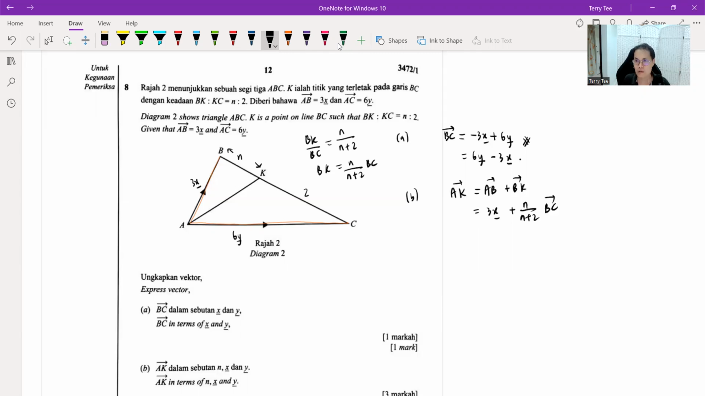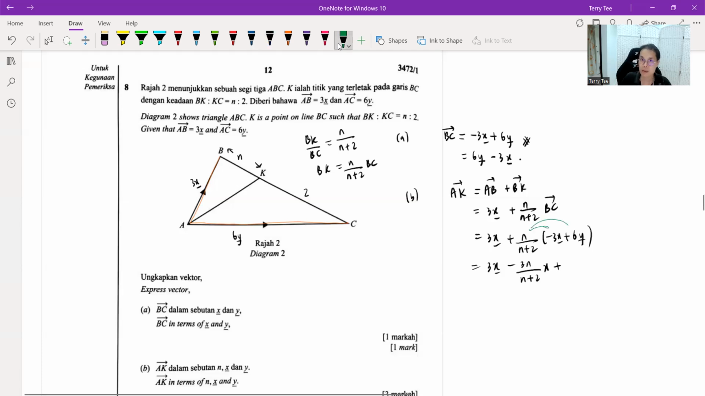And I already know my BC from the first part. Yeah, my BC is this. You can write minus 3x plus 6y. You can even write 6y minus 3x. So let's multiply inside. This is 3x plus, okay, I'm going to times it, so it becomes a minus, minus 3n over n plus 2 x times, okay, this one times inside. I hope we can see this. I'm multiplying inside 1 by 1. This is 6n over n plus 2 y.